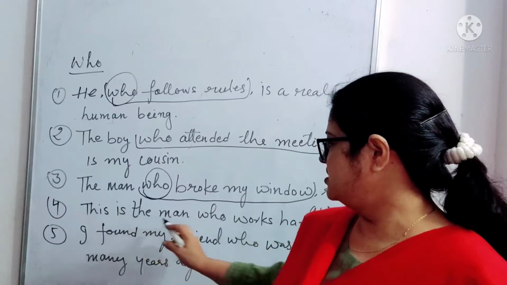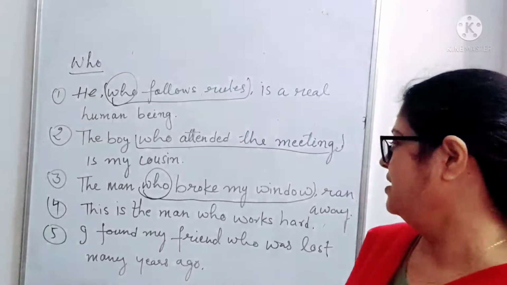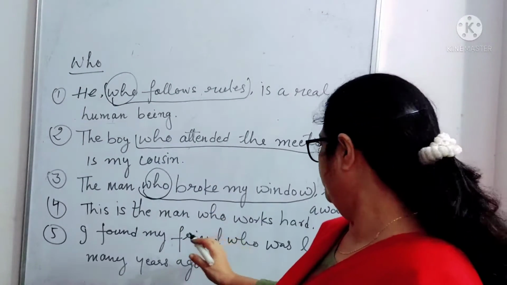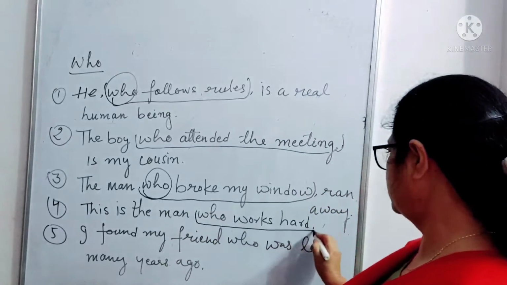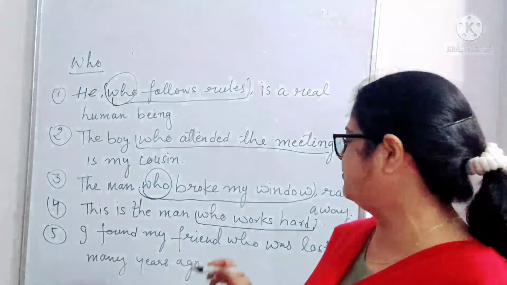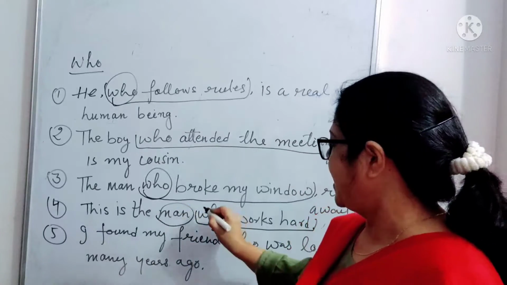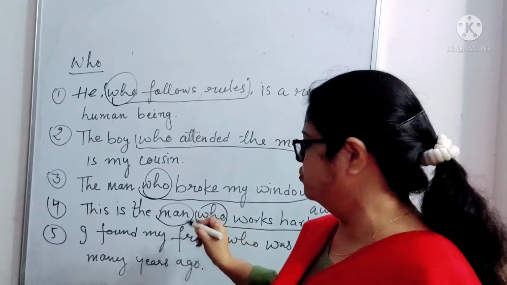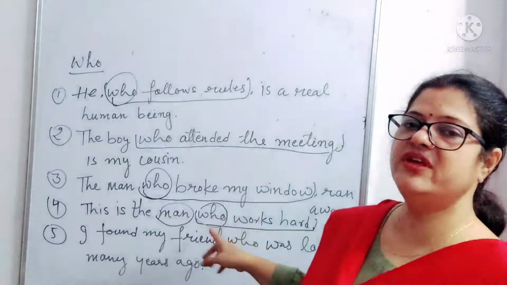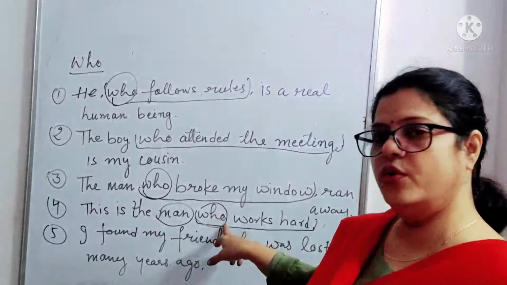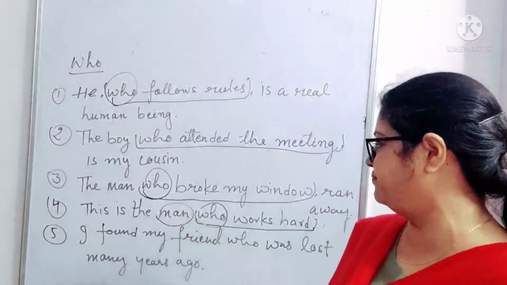Now number 4: this is the man who works hard. We are talking about which man? This is the man who works hard. So "who works hard" is a subordinating adjective clause describing this man in the principal clause, and this is the relative pronoun "who." This subordinating adjective clause is starting with the relative pronoun "who," and it is telling about this subject, "man."